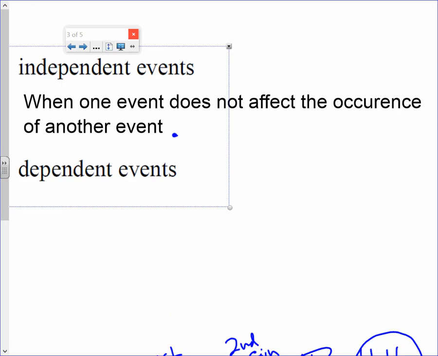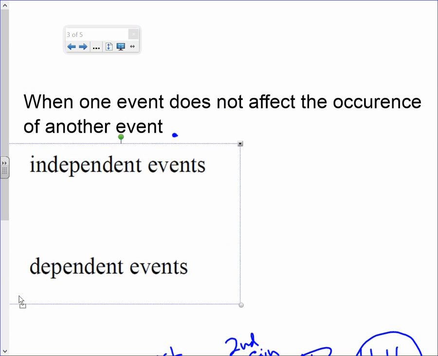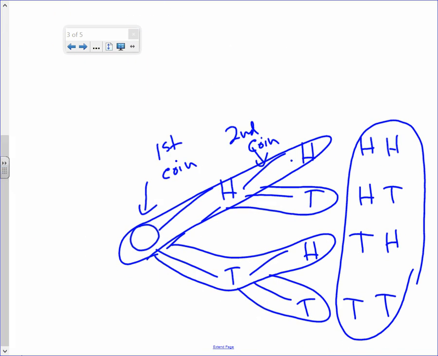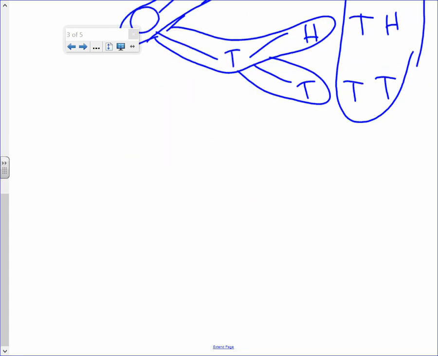So when one event does not affect the occurrence of another event, like the coins here, the first coin did not care what the second coin was doing. They're totally independent. How about this situation?